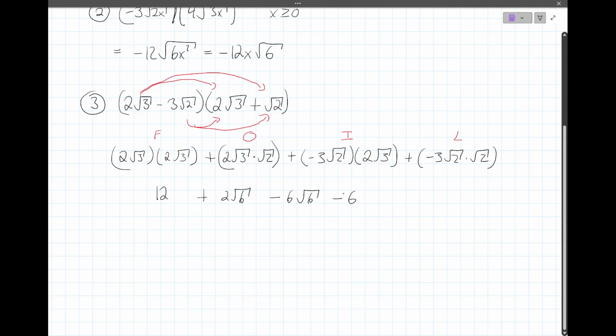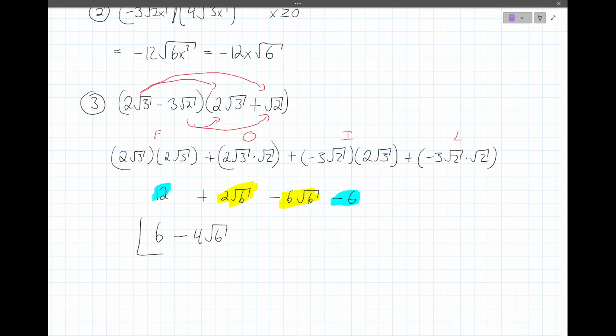So ultimately, I'm going to collect like and like, what we learned to do in the last lesson, right? Collect like and like, and I'm going to get 6, and then 2 minus 6 is 4, minus 4 root 6, and that is my final answer here, right?